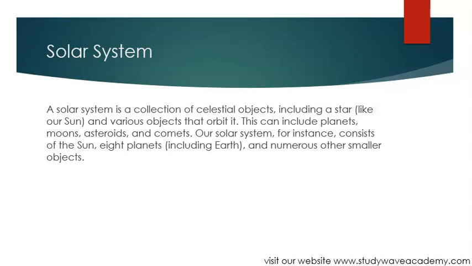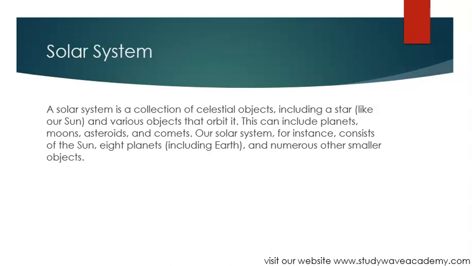Okay? So a solar system is a group of objects in space, like the Sun, planets, and moons, held together by gravity. Our solar system includes the Sun and all the objects that orbit around it, including planets like Earth. Okay? Do we understand that? So a solar system is like a family of objects in space with a central star at the center.